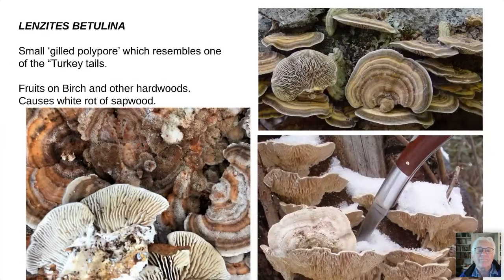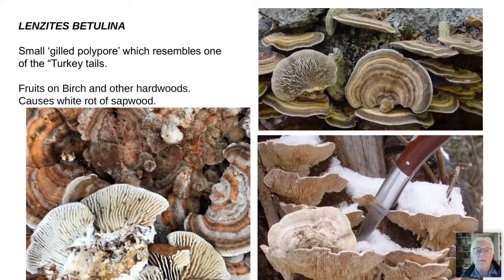So this is Lenzites betulina, growing on birch. And this looks a lot like a turkey tail, doesn't it? Just a lot like a turkey tail. And it, again, has a combination of pores that look like gills, and you can see some of them over here. You can differentiate these from Daedaleopsis by the color of the flesh inside, and the text that you carry with you will help you do that.